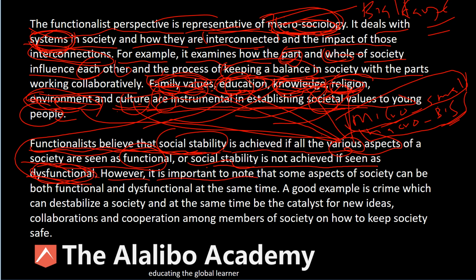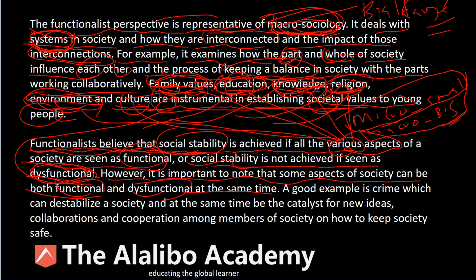However, it is important to note that some aspects of society can be both functional and dysfunctional at the same time. This is very important as well, because it is not either or. Sometimes one of the aspects of society can create both dysfunctional society and functional society.